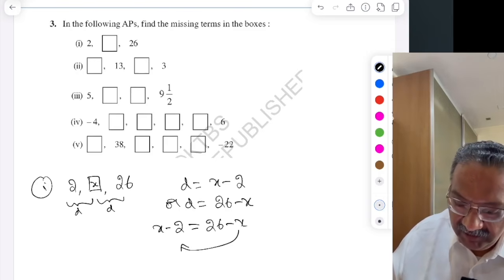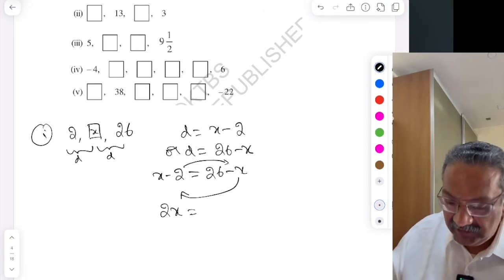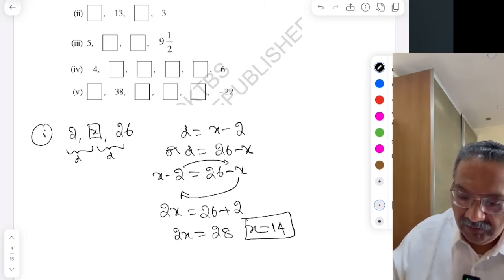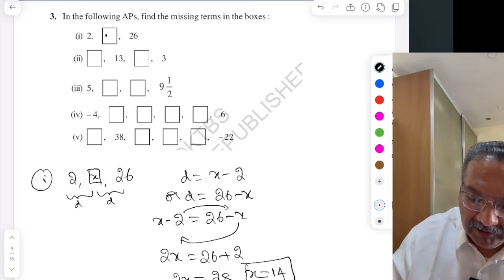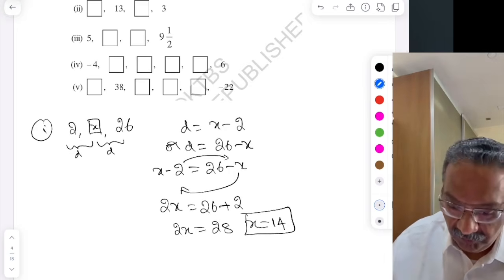If x comes to this side, it becomes plus. So 2x is equal to, when 2 goes to that side, the minus becomes plus, 26 plus 2. So 2x is equal to 28, x is equal to 14. So what is in the box? It becomes 14. Okay? Now I will teach you another method of how to do this.